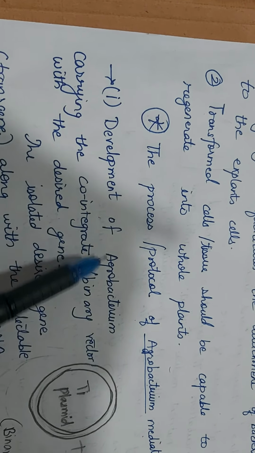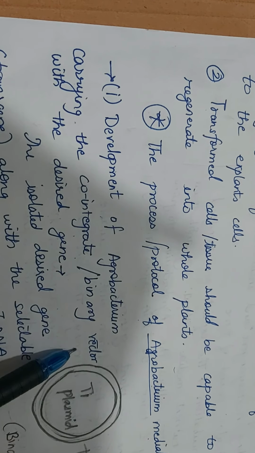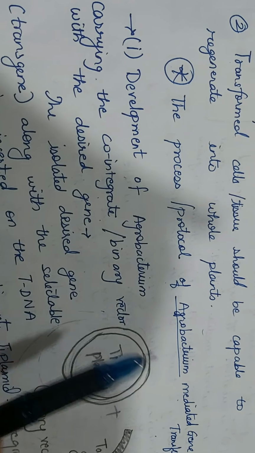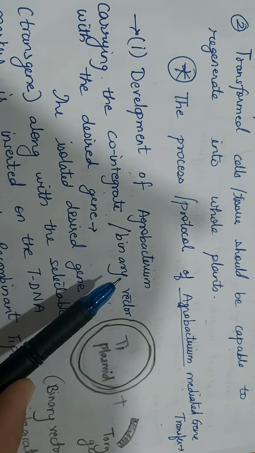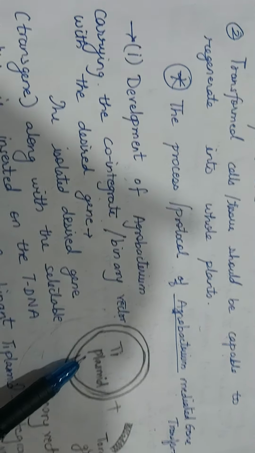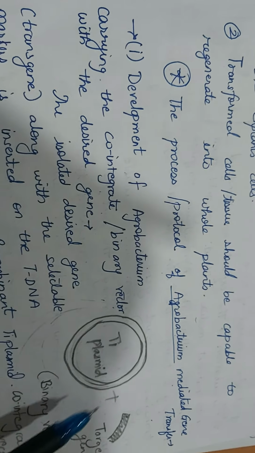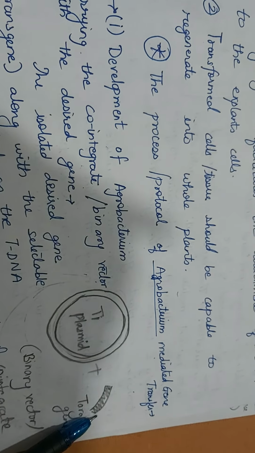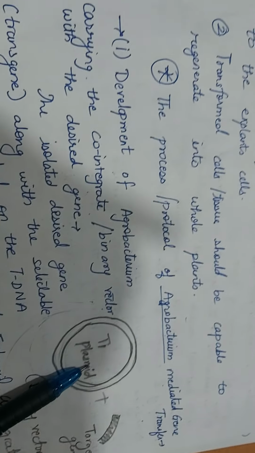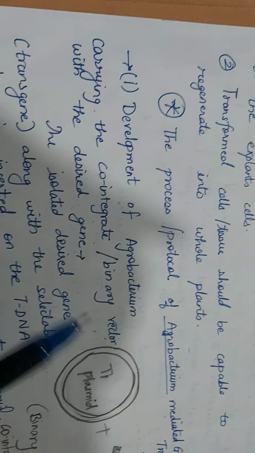First is development of Agrobacterium carrying the co-integrate or binary vector with the desired gene. In the last lecture, we learned how co-integrate vectors and binary vectors are produced. So first, you need to produce a co-integrate or a binary vector. This is the Ti plasmid, and this is our target gene, the desired gene that should be integrated in this.